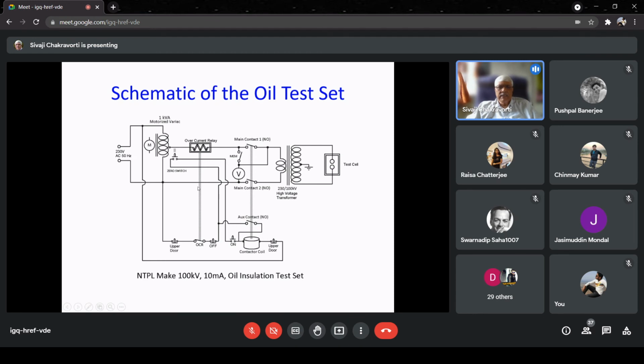But the moment it switches off, that means there is a breakdown, the overcurrent relay senses it, the OCR switch is off, contactor coil de-energized. The moment it is de-energized, the main contact opens, the auxiliary contact also opens. So if you have to switch on again, you have to bring the variac to zero position again. This is how it all works.